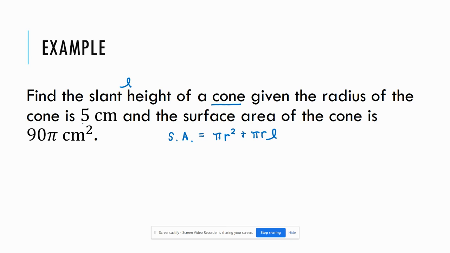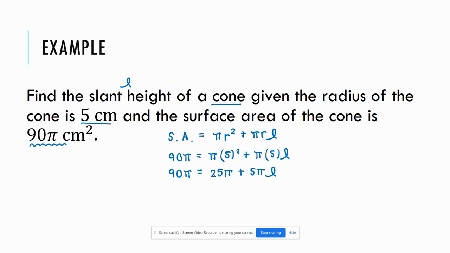However, I know that the radius is 5, so anywhere that I see R, I'm substituting in 5. I'm also telling you what that surface area is. So 90 pi is going to go in for the spot of the surface area. Then we'll have pi times 5 squared plus pi times 5 times L, because I don't know what that slant height is. All right, now we've got to start solving. So don't change the 90 pi. I can square 5. That gives me 25 pi. Over here, we've got 5 times pi times the slant height.